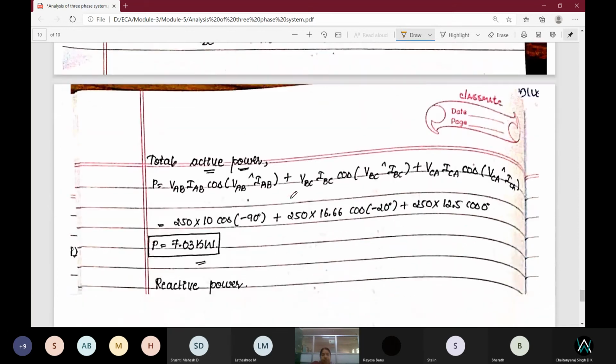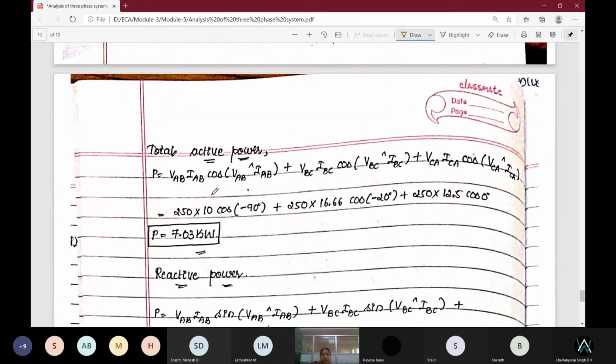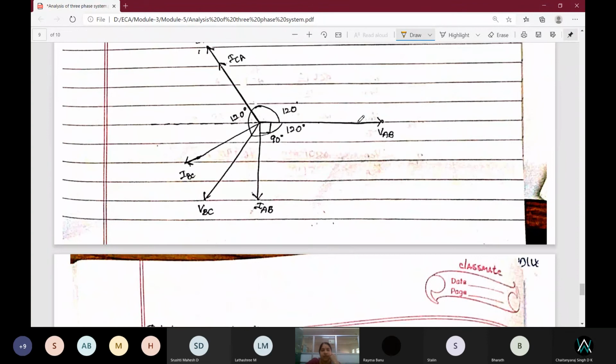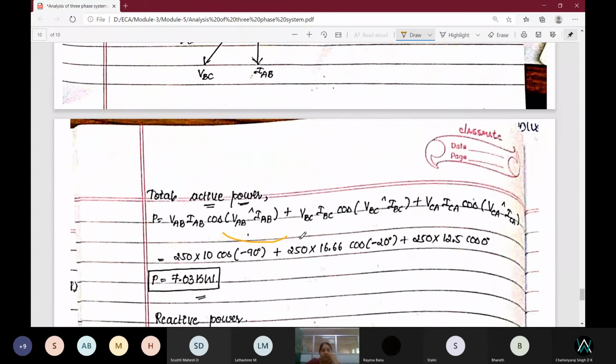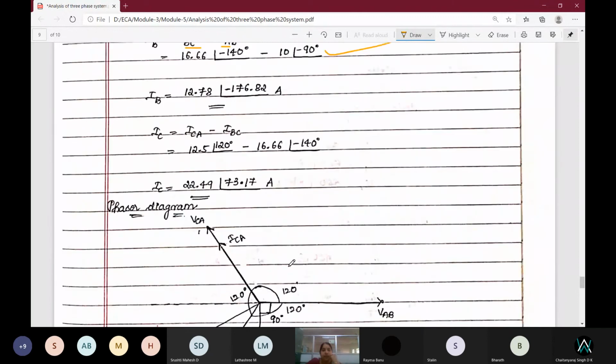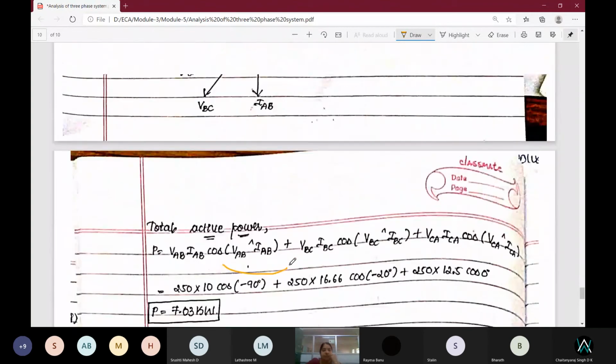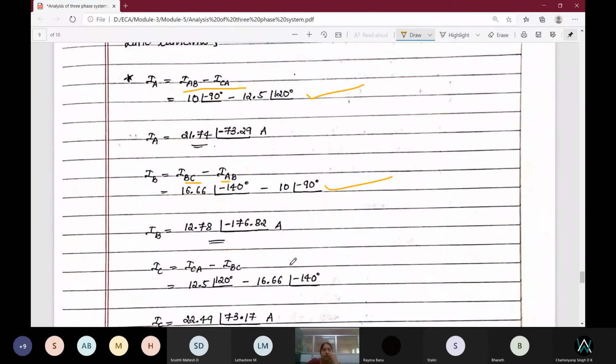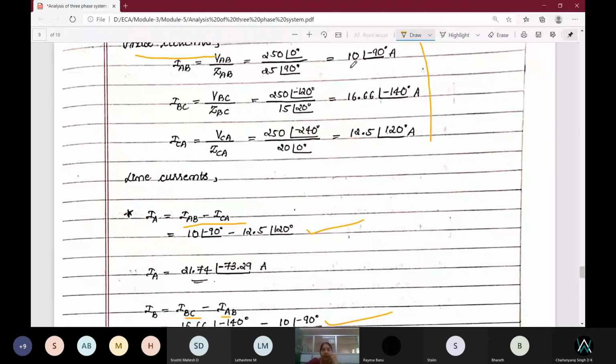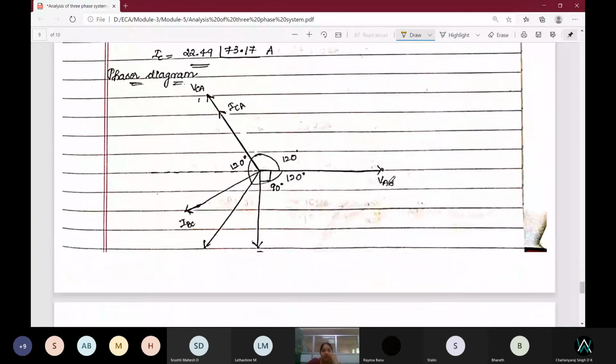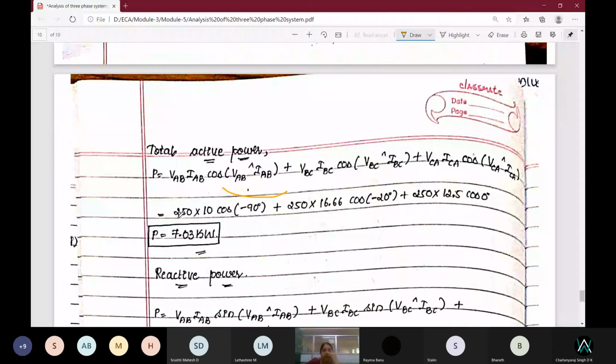After drawing, you have to go with this total active power. Fine. In total active power, just write the formula VAB, IAB. You have to find the cos of the angle. See here, cos of the angle between VAB and IAB is how much? It is minus 90. Here it is. What is VAB? VAB is 250. We found out. What is IAB? IAB is 10 here. That is written here. VAB is 250. IAB is 10 and cos of the angle.